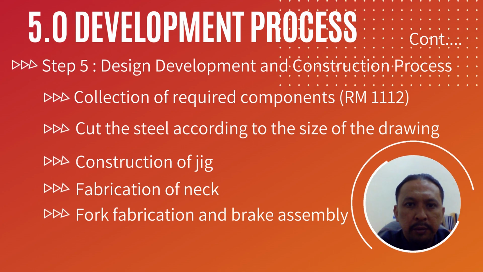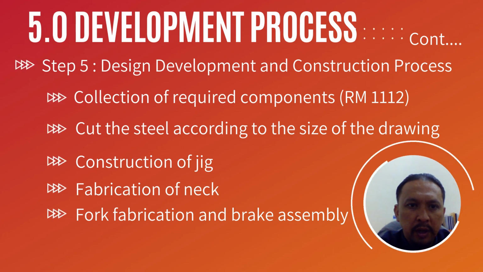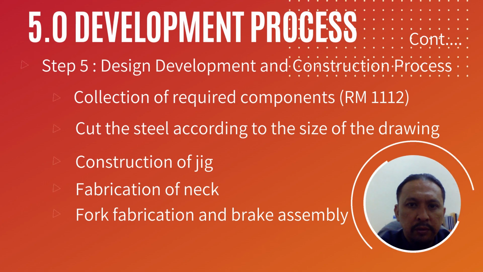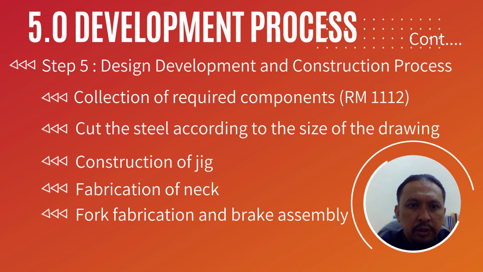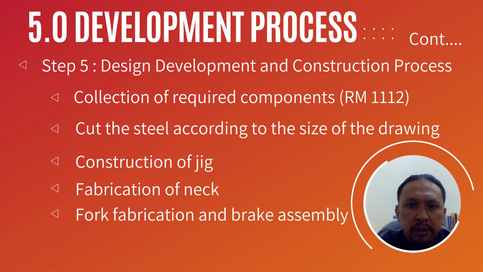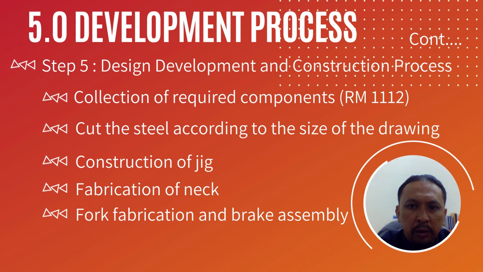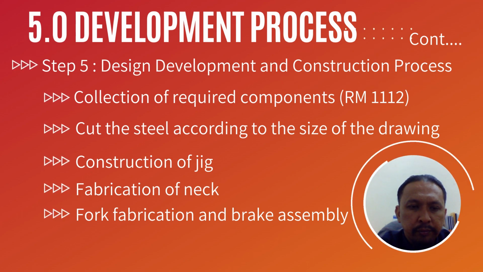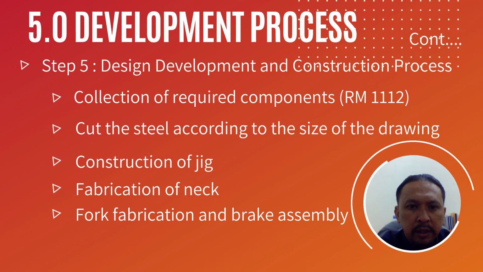The beginning of the fabrication process to produce a drift trike. Here are the work steps in the fabrication process. Start with collection of required components. The cost of preparing our entire component is 1,112 ringgit Malaysia. First process is to cut the steel according to the size of the drawing.